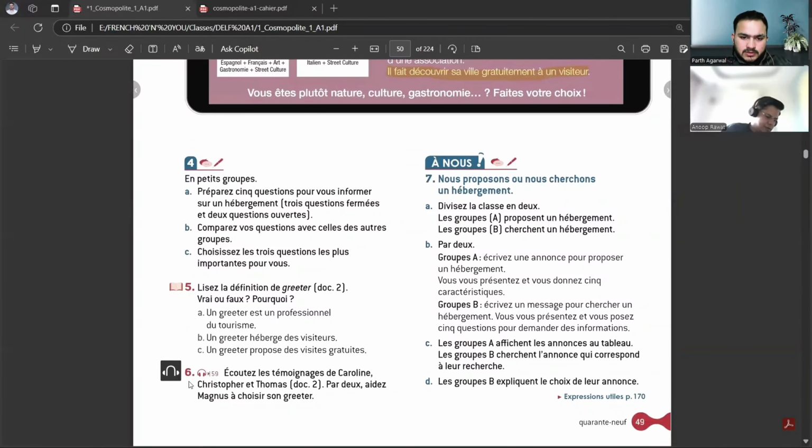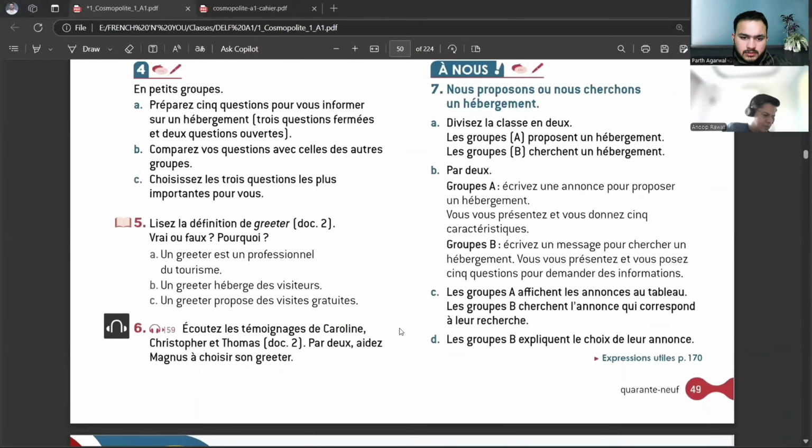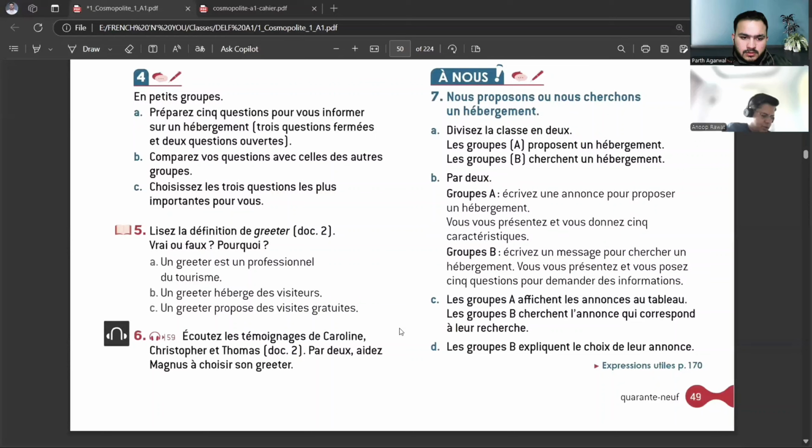Please read the question number 6 and then we will listen to an audio. Écoutez le témoignage de Caroline. Témoignage means? The témoignage is the testimony. Okay.